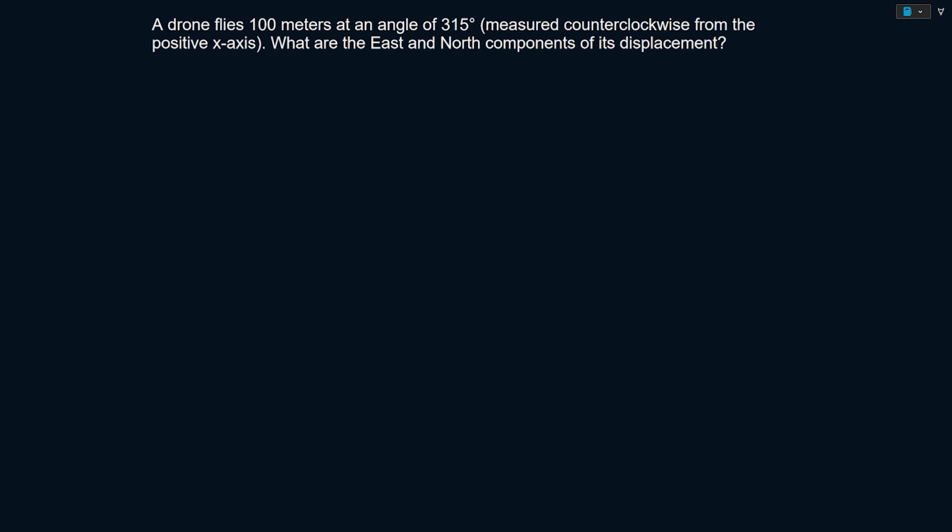A drone flies 100 meters at an angle of 315 degrees measured counterclockwise from the positive x-axis. What are the east and north components of its displacement? In order to visualize this problem, we'll graph it.